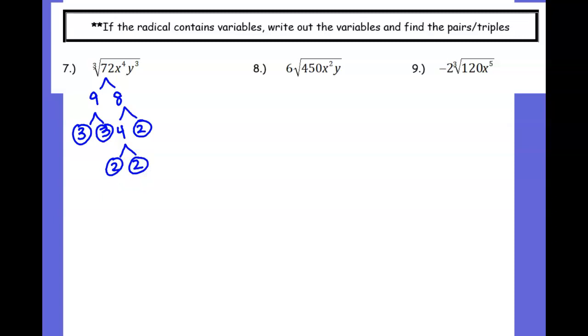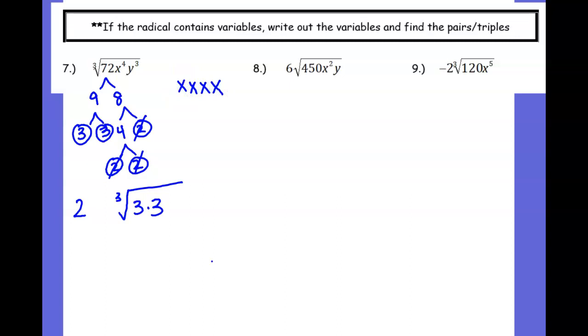Because we're looking for our triples, we're going to get triple 2s, so we're going to pull that 2 out. We're going to leave some space, not going to forget to make the cube root symbol, and we're leaving some space for the variables here. So what's left over, what goes under the radical sign would be the 3 times 3, because they were left over.